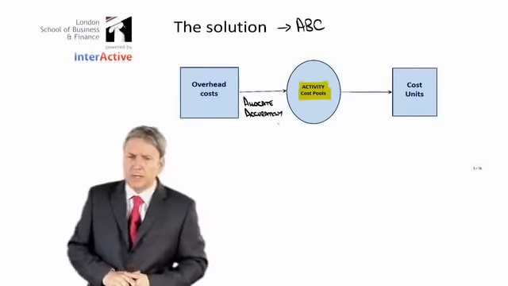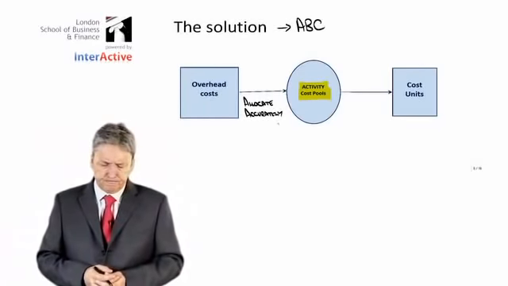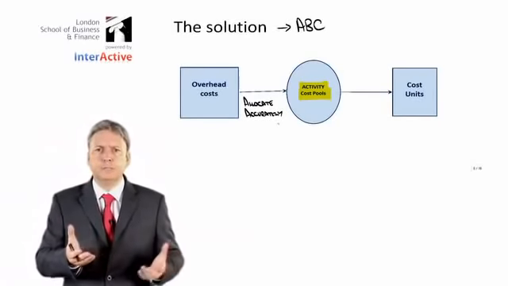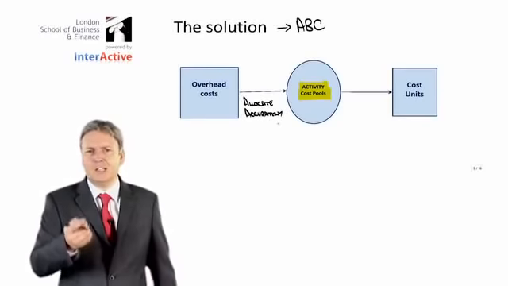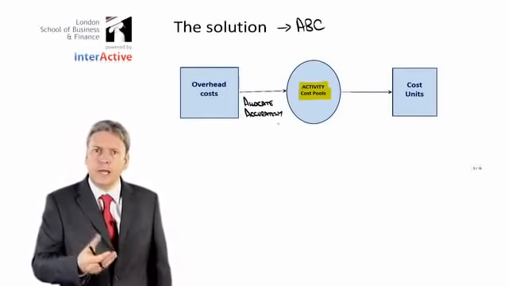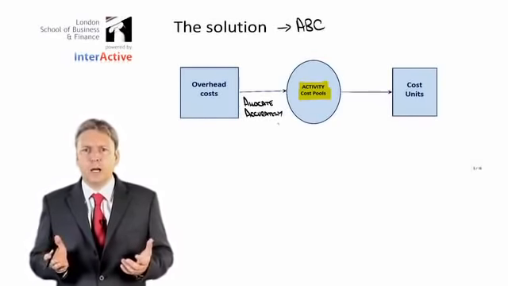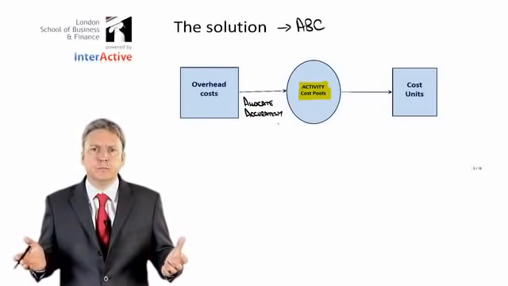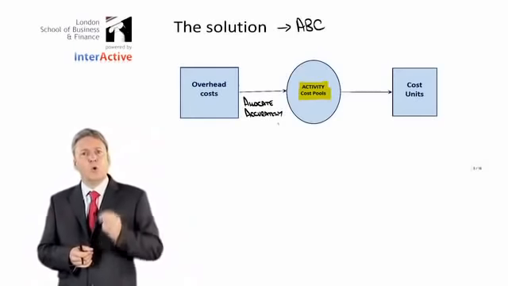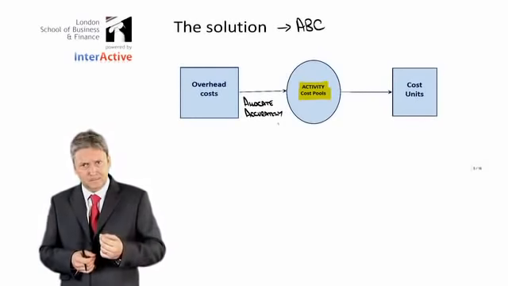Now, the interesting thing about this is that there's a certain perverse logic to it. You see, is there a link between activity and product? And the answer is there has to be. Because if there was no link between doing the activity and producing the product, why bother having the activity at all? Therefore, there must be a link, and all we have to do is to find out what that link is.